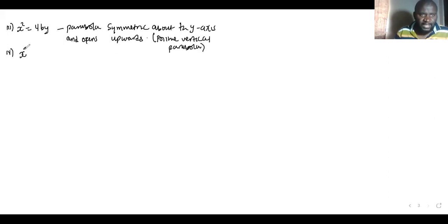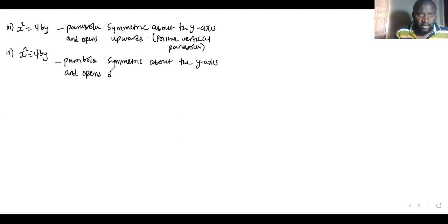Then x squared is equal to negative 4by. This is a parabola symmetric about the y-axis, and it opens downwards. Sometimes we call it the negative vertical parabola.